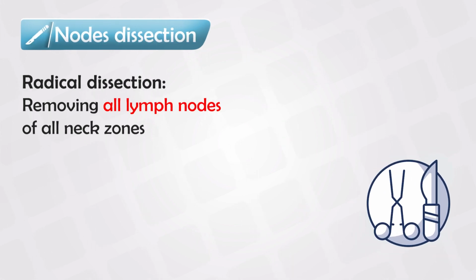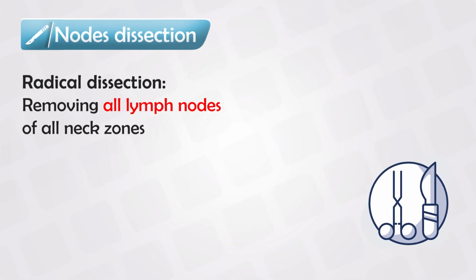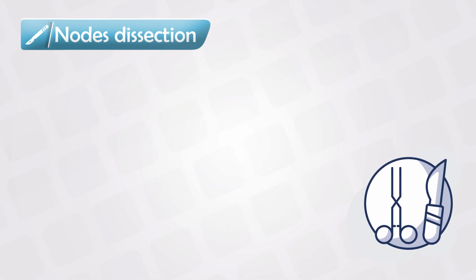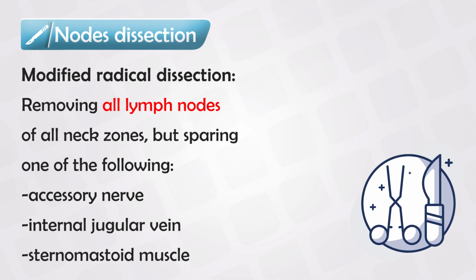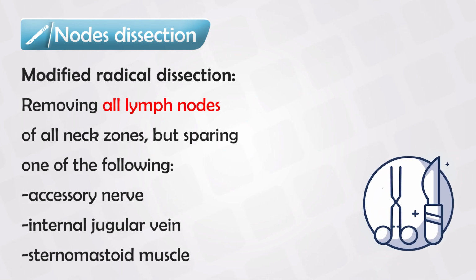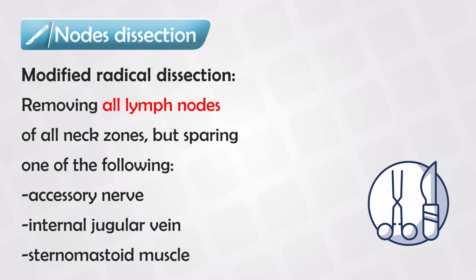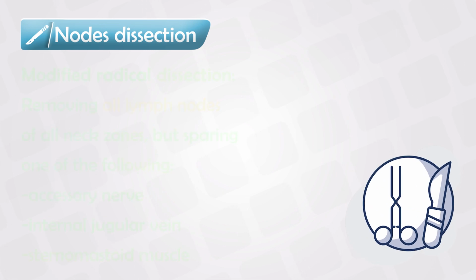Radical lymph node dissection involves removing all lymph nodes of all of these areas, plus many structures of the neck. Modified radical lymph node dissection involves removing all of these lymph nodes without one of these structures: the accessory nerve, the anterior jugular vein, or the sternocleidomastoid muscle.